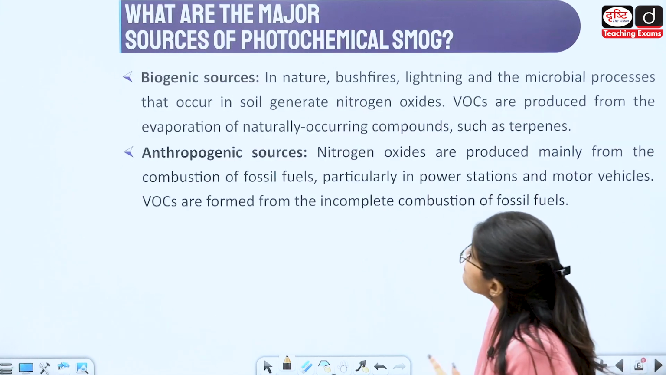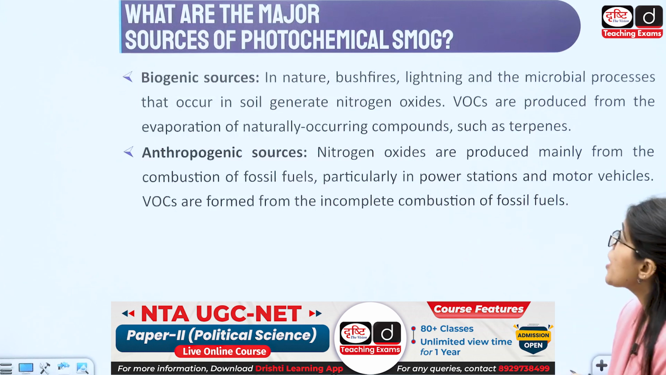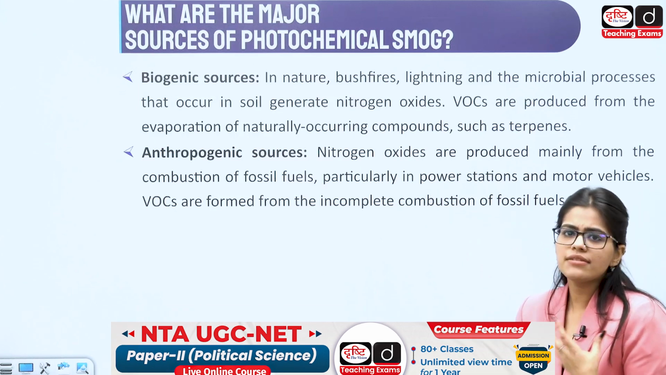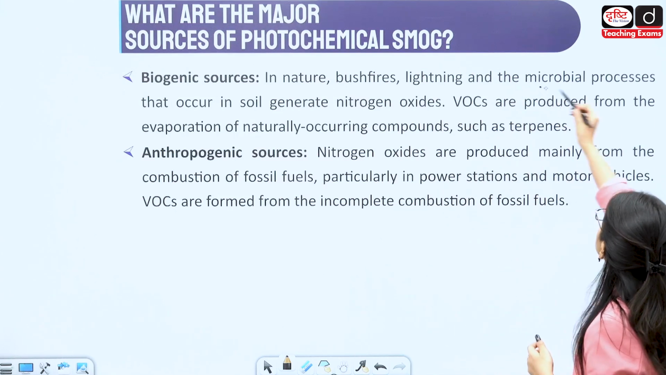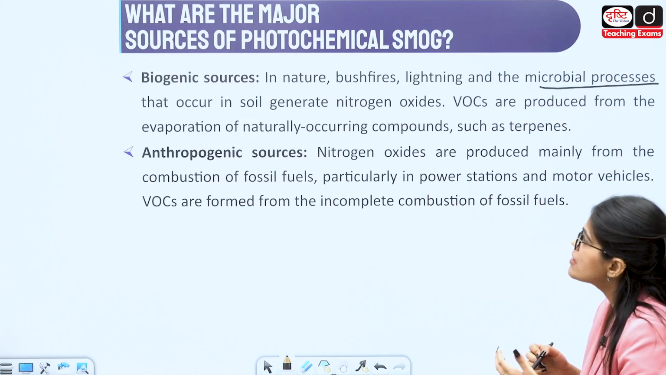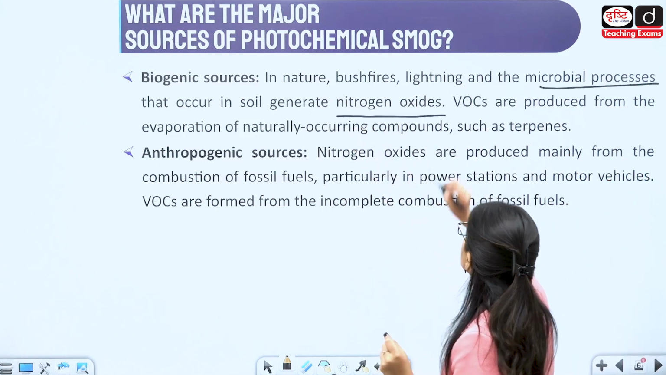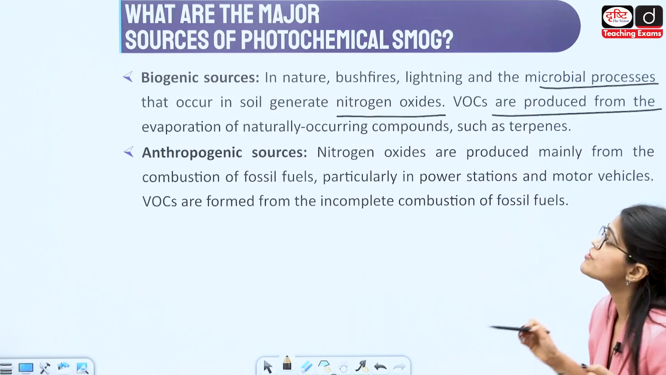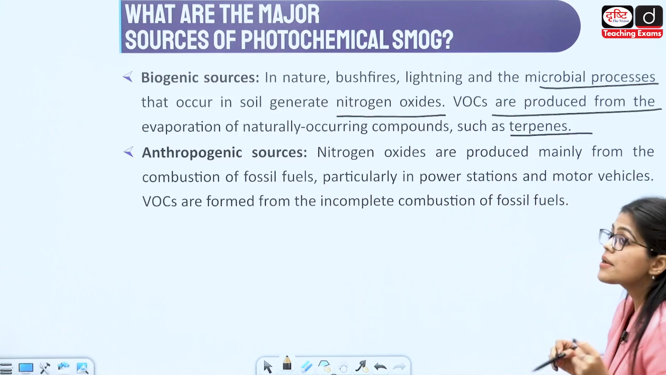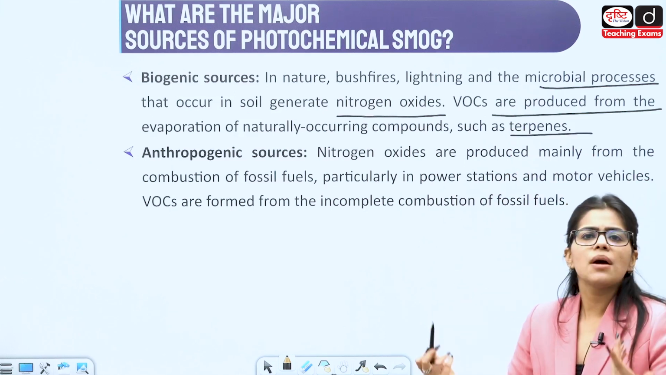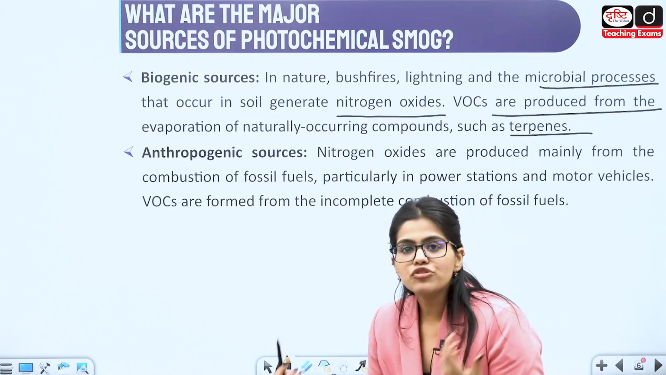Then what are the major sources of the photochemical smog? How is this smog created? There are some biogenic sources. In nature, there is bushfire, lightning, and microbial processes that occur in soil. For example, soil is going to generate nitrogen oxides. VOCs are produced from the evaporation of naturally occurring compounds such as terpenes. So naturally also sometimes these pollutants can be there. These are called the biogenic sources.